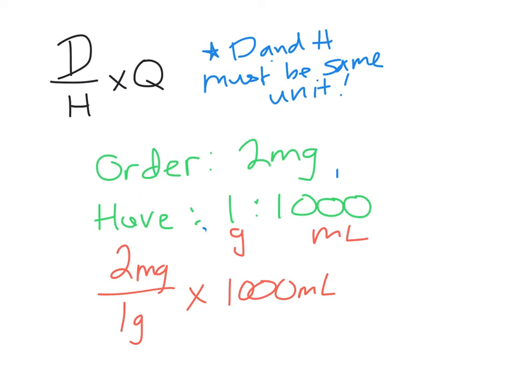So I'm in the habit of getting everything into milligrams. So since H in this case is in grams, I'm going to change it from grams to milligrams, going 3 places to the right, or times 1,000.